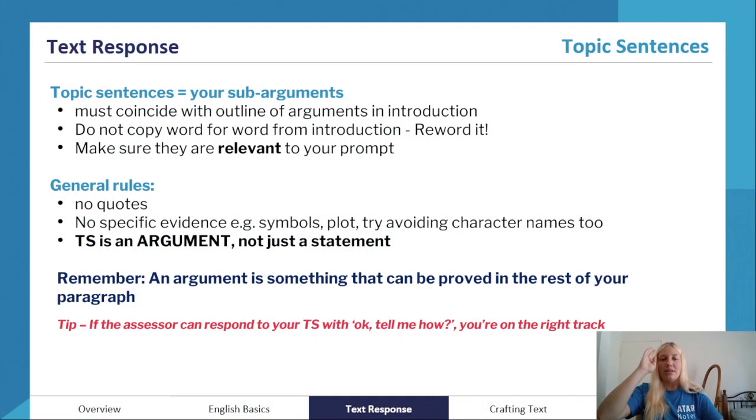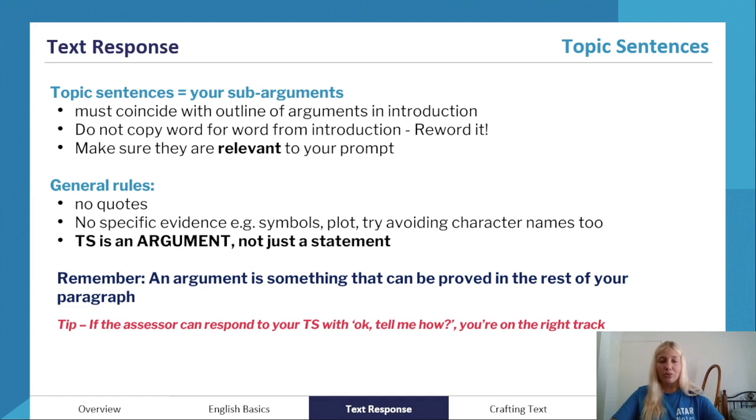So back to topic sentences. As we said, they're your sub-arguments. They stem from your contention, from your overall interpretation. They must be reworded from how you worded them in the introduction, in your argument's outline. So make sure that you don't leave them as the same. It really stands out and looks poorly done. And they must be relevant to your prompt and making sure that a counter argument is there.